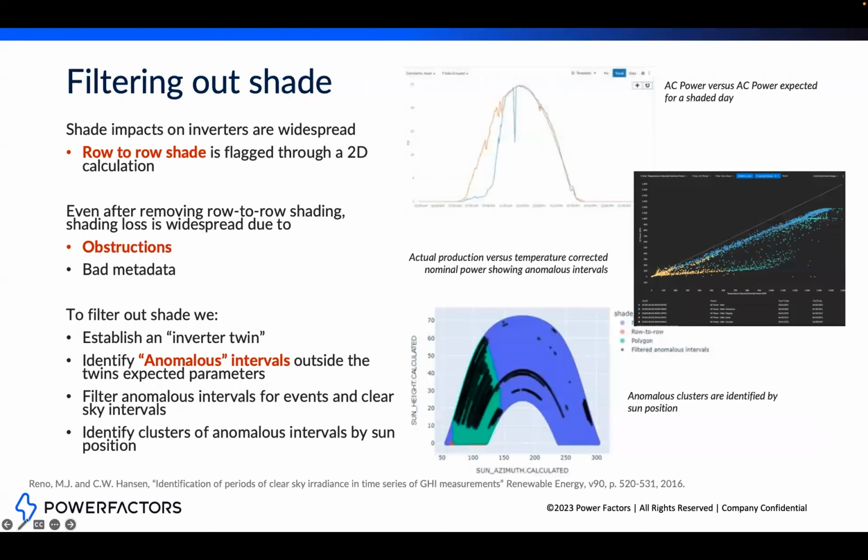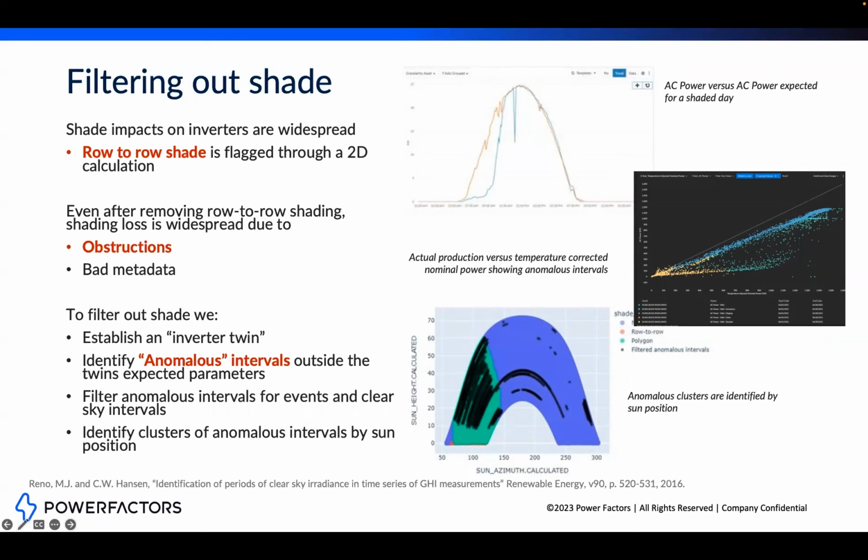So once we've filtered for data quality and basic events, we then filter data for shade. I think we've seen a couple versions of this today, but shade impacts are widespread on inverters within our portfolio. We estimate that 10% of inverters are profoundly impacted by shade, another 10% are somewhat impacted. The first filter is a basic 2D calculation to catch row to row shade based on ground coverage ratio.